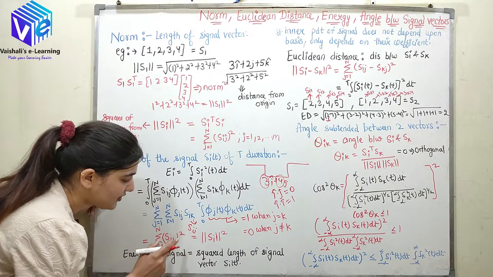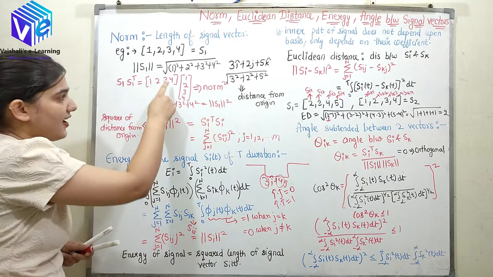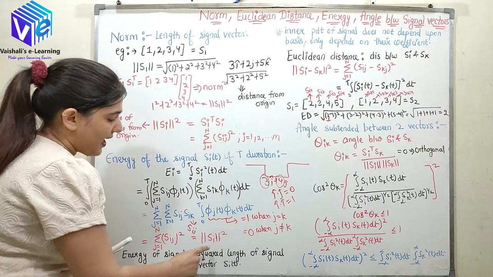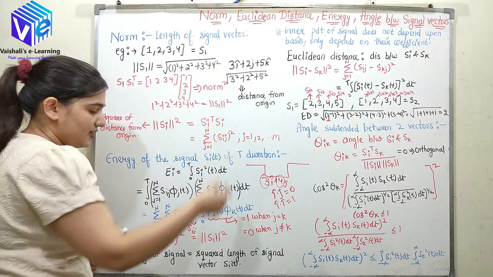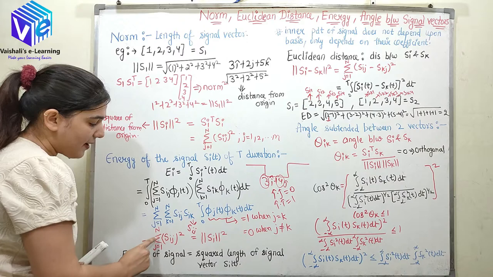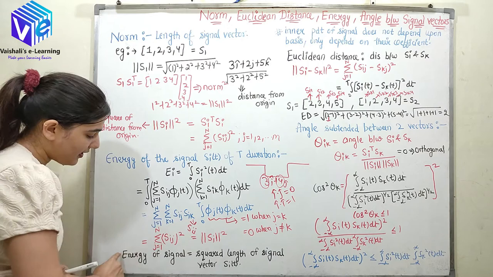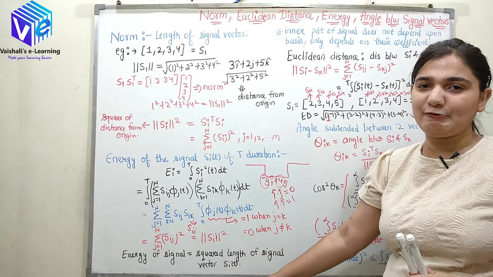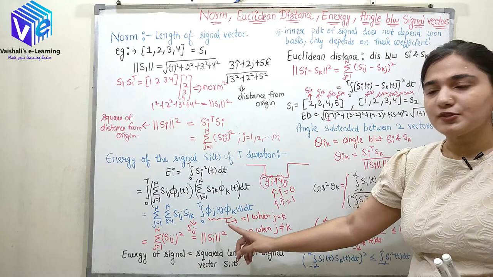And what was this? It was equal to the norm of Si. I have already told you. So here this summation Sij square represents the norm. I have already told you, if I take the square of the projections and I'll be adding them. So this is the projection, I'm taking square and I'm adding them. So here I'll be getting the norm. J represents the position. So here energy of the signal is the square length of the signal vector. So I have related here the energy with the norm. So here this is the relation between energy and norm.